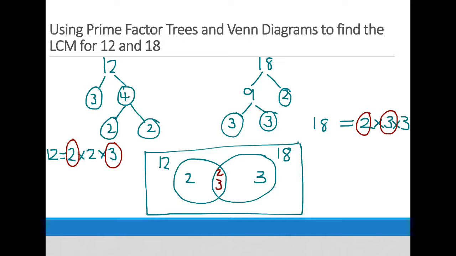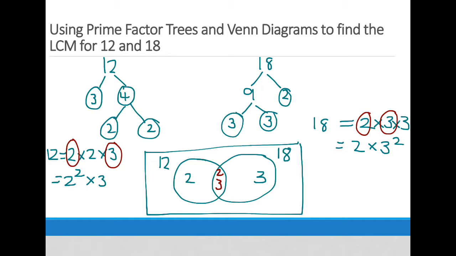Okay, so here's my workings. For 12, you should have got 2 multiplied by 2 multiplied by 3, and for 8, 2 multiplied by 3 multiplied by 3. And some of you may have written these in index form, just in case you have, because that would be brilliant. That would be 2 squared multiplied by 3, and here this would be 2 multiplied by 3 squared.